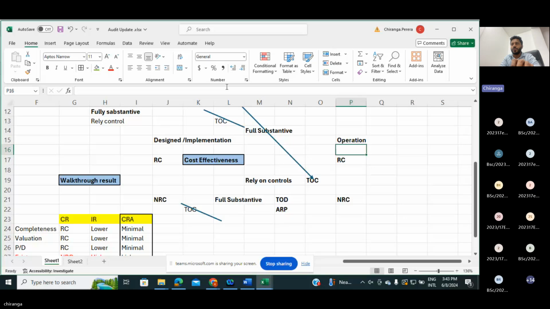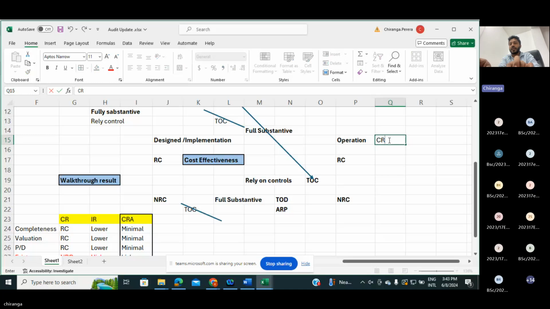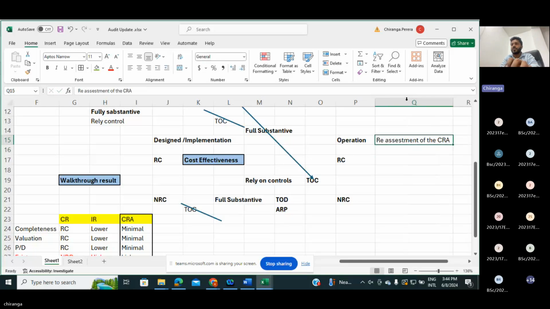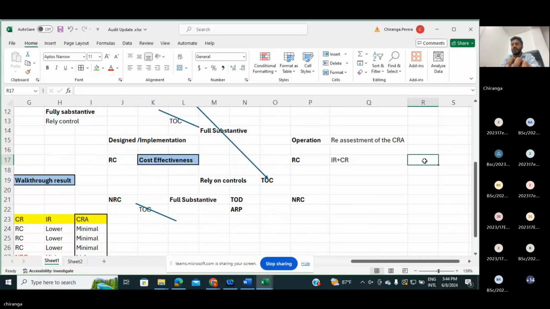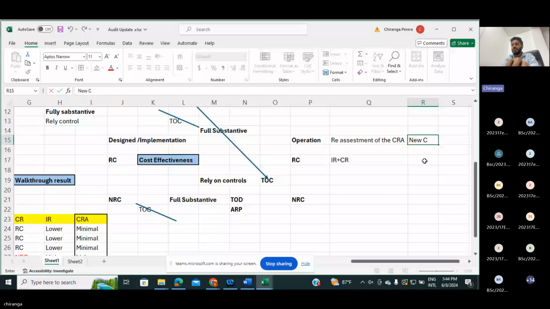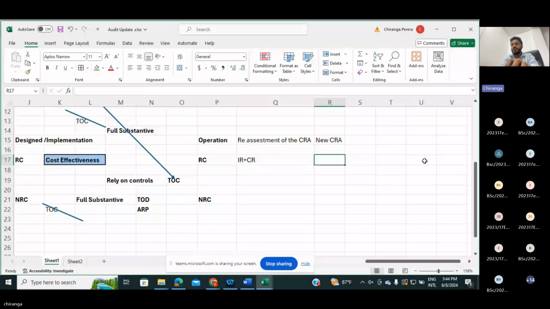So again what do we have to do? If we have done TOC, then again we have to do the CRA. We can call that reassessment of the CRA. After doing TOC, this operating effectiveness conclusion should be adjusted into the IR and CR calculation, combined together. So then we get a new CRA. According to that, we need to decide the substantive procedure threshold.